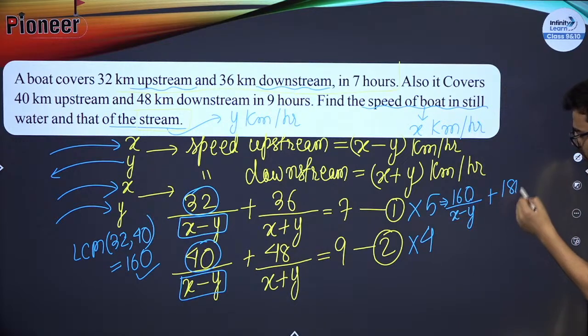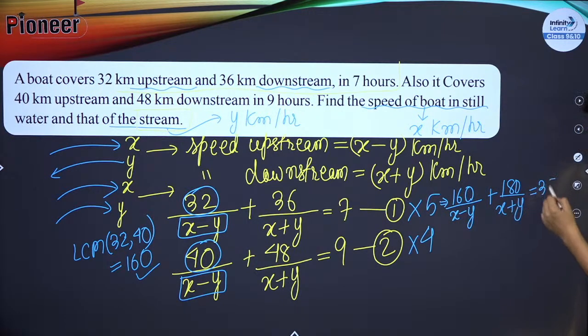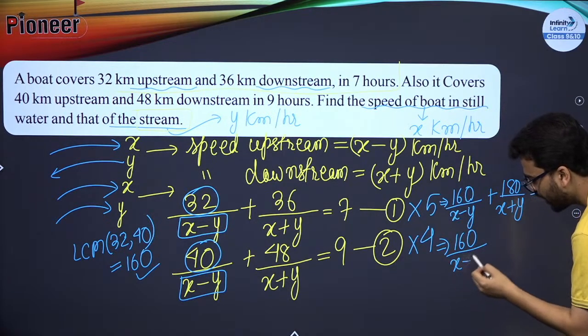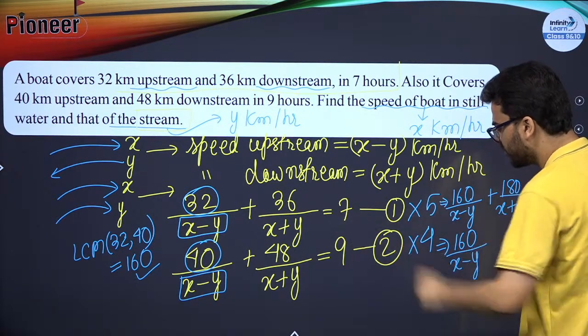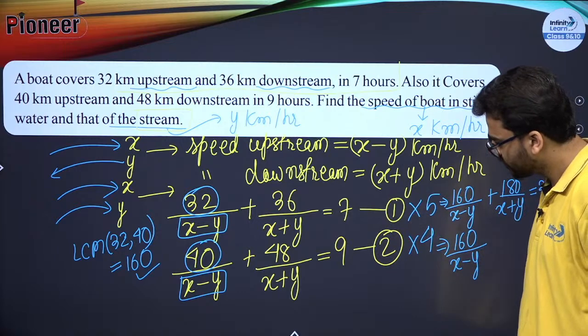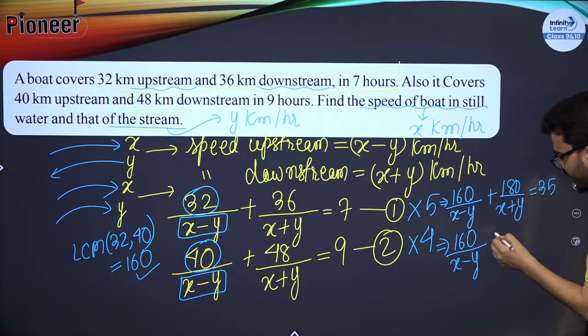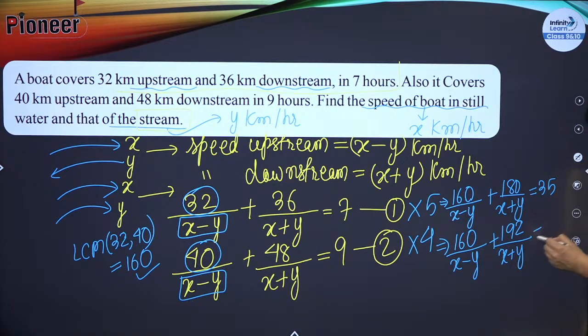So 180 over here, you'll get 180 upon x plus y, and that is equal to 7 5s are 35 over here. Now in this case, again you'll get 160 upon x minus y, and then you'll get 192 divided by x plus y. I hope this is clear. So up till here you will get, and that is equal to 9 4s are 36. This is 36. So is it clear to every student up till here?